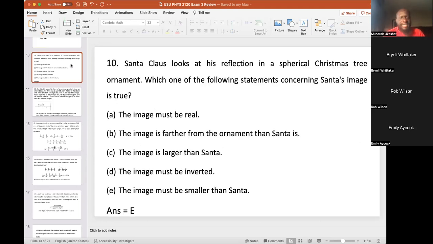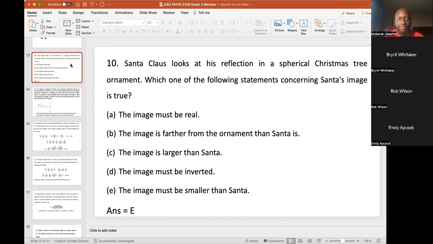Okay. Number 10, Santa Claus looks at his reflection in a spherical Christmas tree ornament. So it's a Christmas tree ornament, those little balls, spherical things. Which one of the following statements concerning Santa's image is true? First of all, Santa's head is bigger than that ornament. So you can easily guess that the image must be smaller than Santa, for sure, because Santa is bigger than the ornament itself. Okay, so the image must be real.